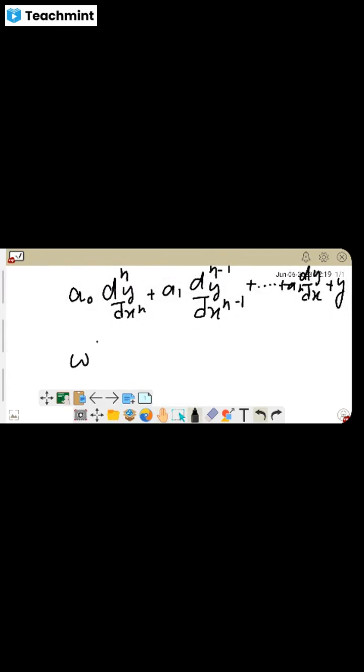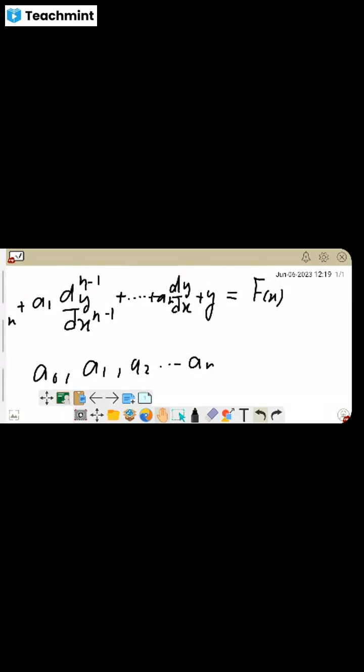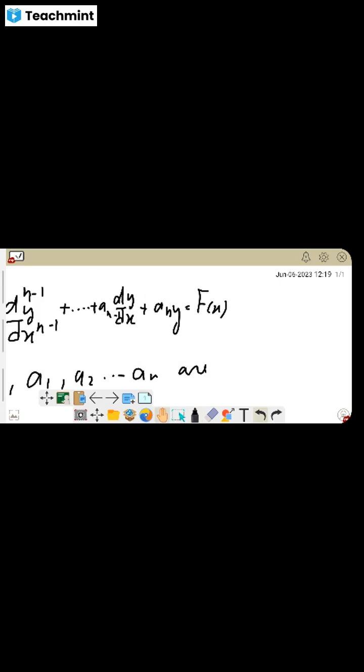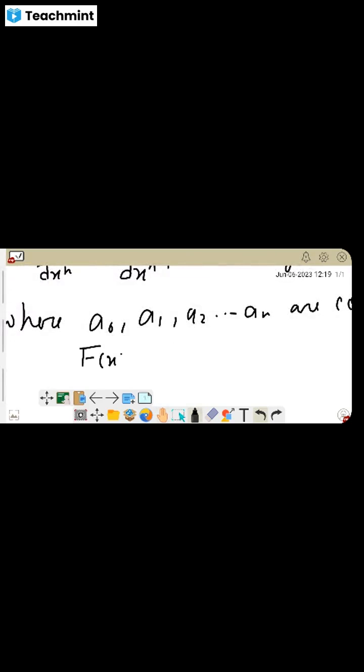Where a0, a1, a2 up to an minus 1, and the coefficient of y is an, are constants, and f(x) is a function of x.